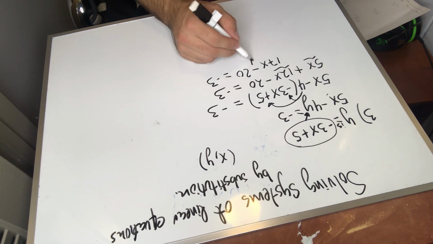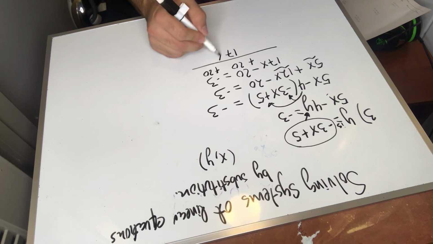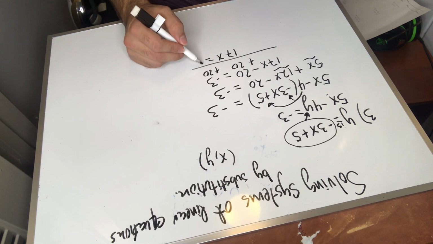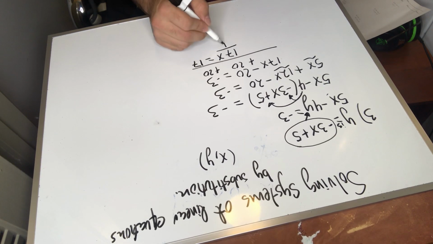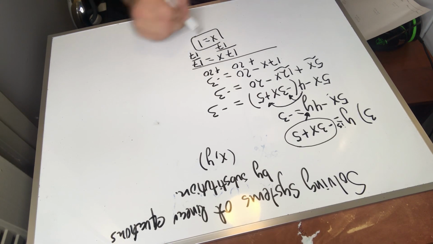And now I can add 20 to both sides. That leaves me with 17x is equal to 17. Divide by 17 on both sides. So x is equal to 1.